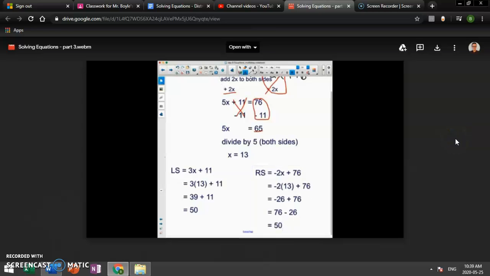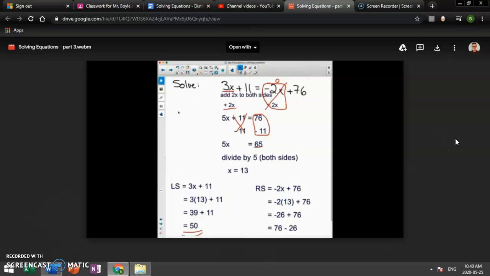Are left side and right side both 50? Yes, they are. So we know that we got the right answer. x does equal 13. So that's great, right? You can check your answer, see if you got it right, and if you didn't, go try to make some changes until it works out, right? So this is how you would solve an equation with x on both sides of the equal sign. It's the same thing that you've been doing before using the balance method. It's just now you're using it for x's instead of just normal numbers, right?